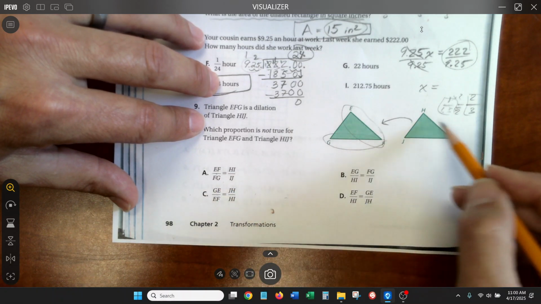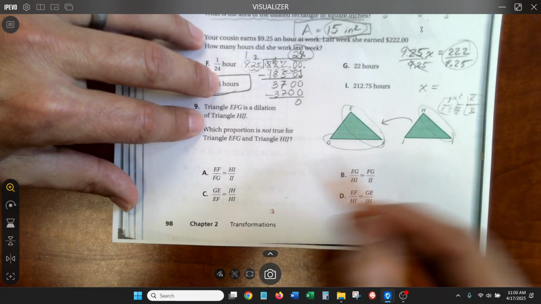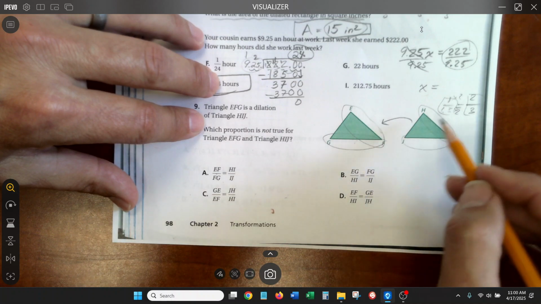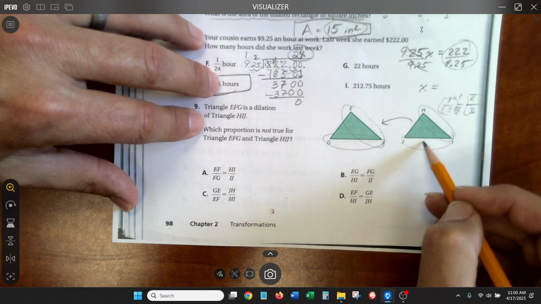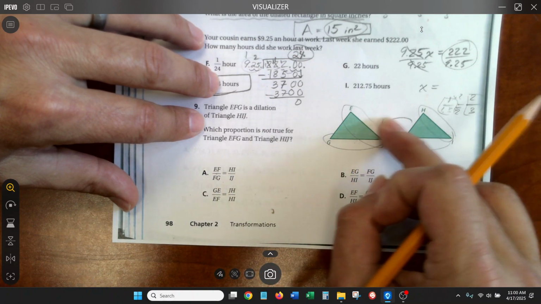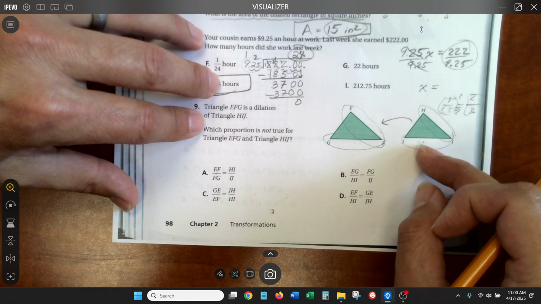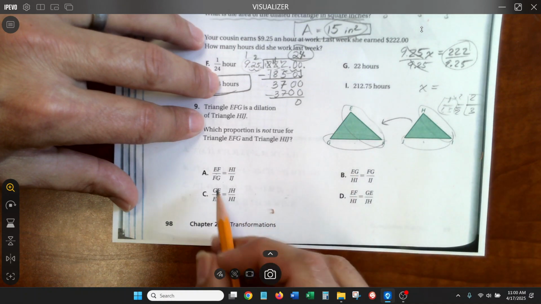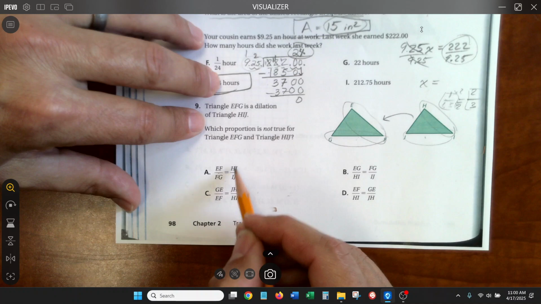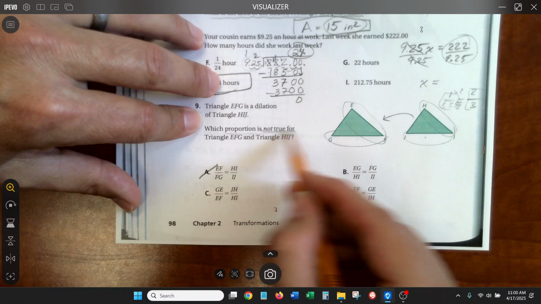Comparing that to the right side of the smaller, compared to the bottom side. IJ is the bottom. So, okay, right to bottom compared to right to bottom. Those ratios should be the same because this is a scale factor. We scaled all of the lengths the same amount. So that should be correct. So that's not our answer because, again, we're looking for the proportion that's not true.